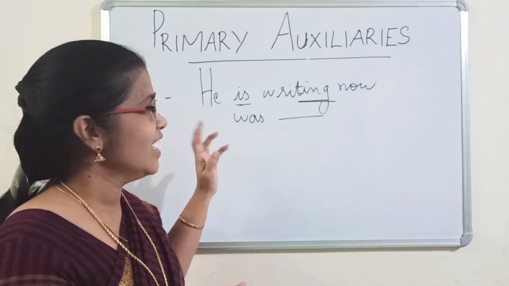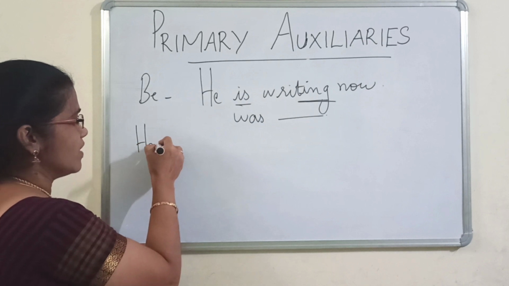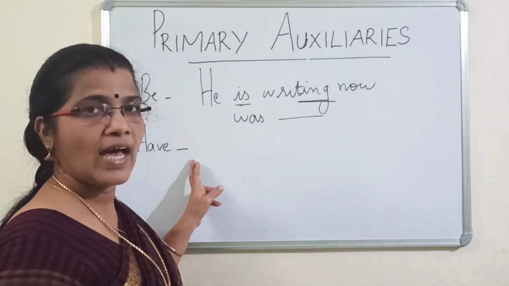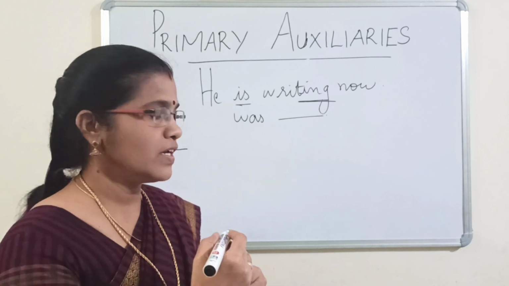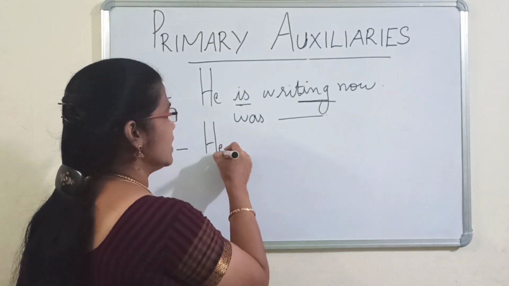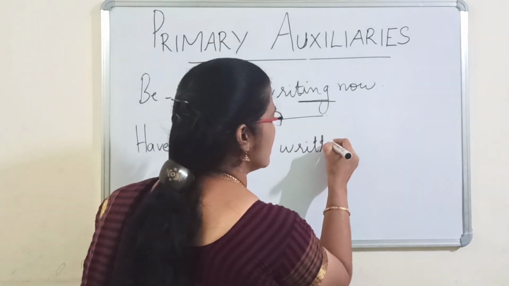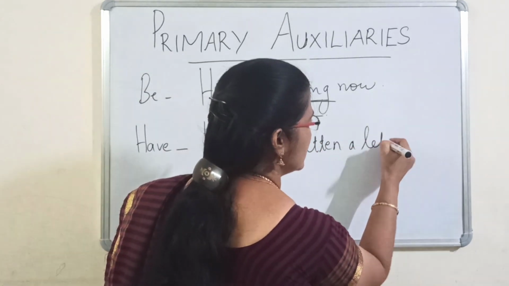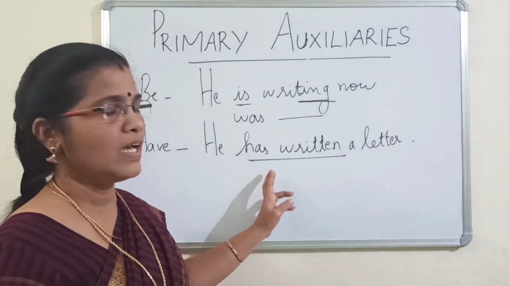Now let's look at the next one. The next form is have. We make use of have for making perfect tenses. So how do you write? He has written a letter. For example, he has written a letter. Your full verb is has written.